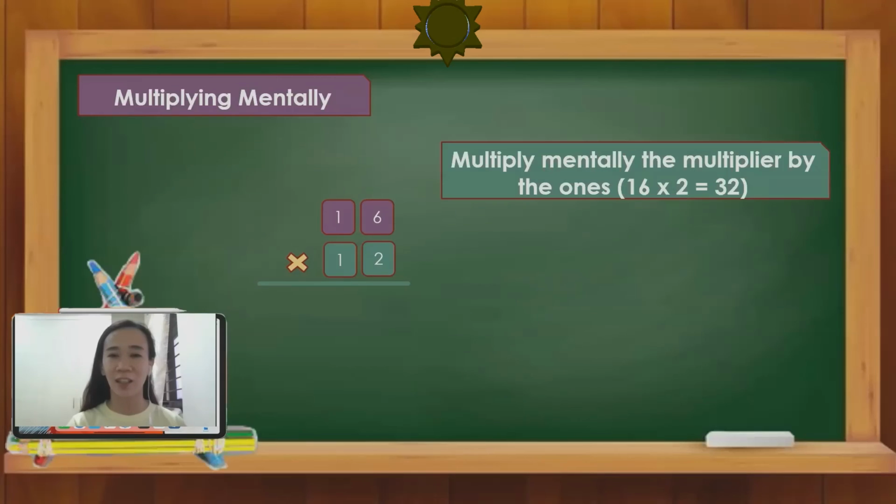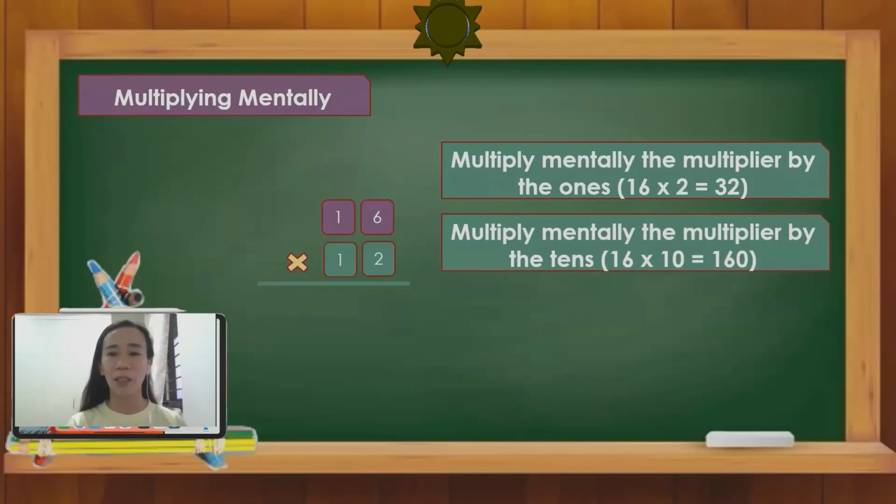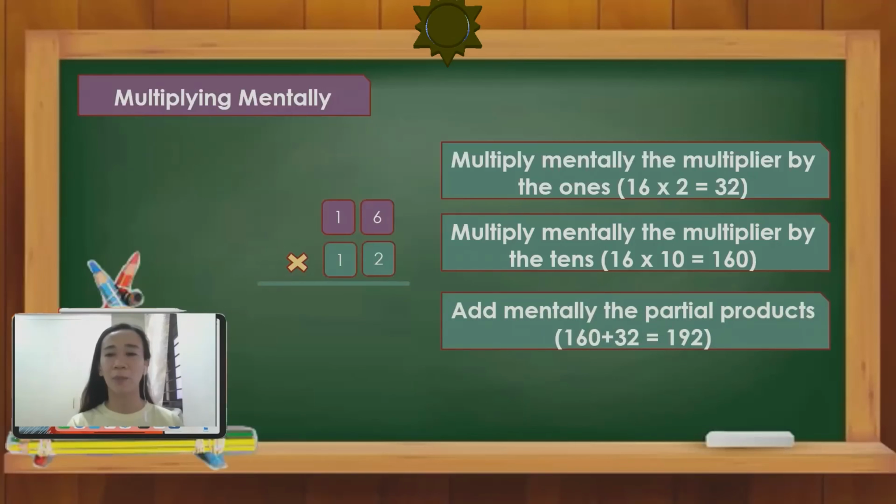Okay, let us check. Multiply mentally the multiplier by the ones. 16 times 2 is 32. Multiply mentally the multiplier by the tens. 16 times 10 is 160. Add mentally the partial products. That will be 160 plus 32 is 192. Great job, Guadans. 16 times 12 is 192. Easy as pie, Guadans. You are really very intelligent. Thank you so much for learning with me and always enjoy mathematics, okay?